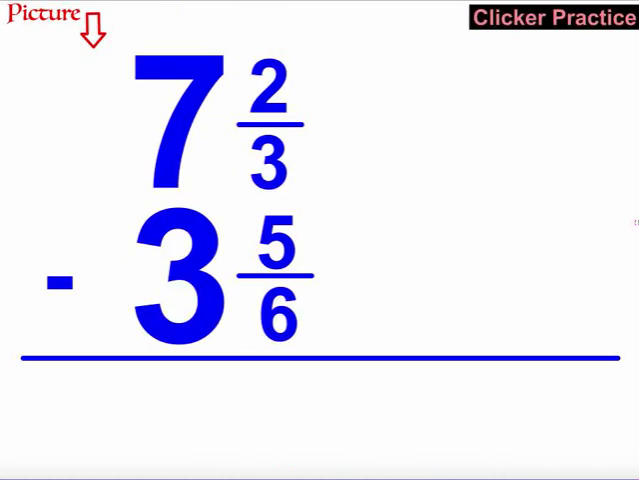Okay? Let's try another one. Make sure you're doing these along with me, either on a piece of paper or on your whiteboards. Alright, so in this case we have 7 2/3, and we're going to take away 3 5/6. So step one, we always do this first, is we have to have common denominators.